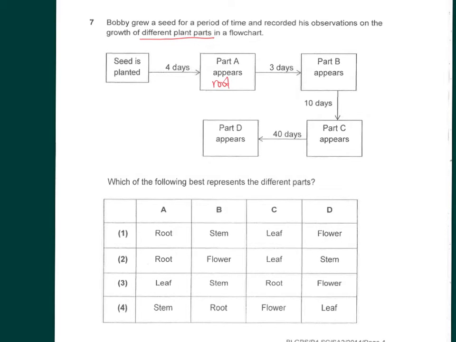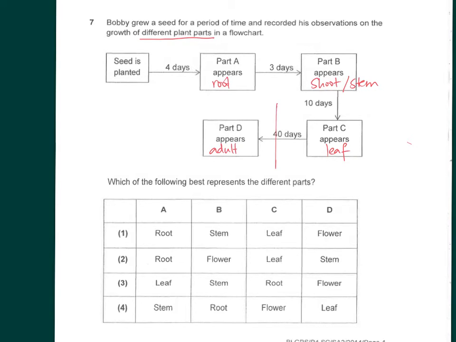Part B that comes out after 3 days will be the shoot, or you can say the stem. Next, part C that develops after 10 days would have to be the leaves. And after 40 days, now the plant will mature into its adult stage.